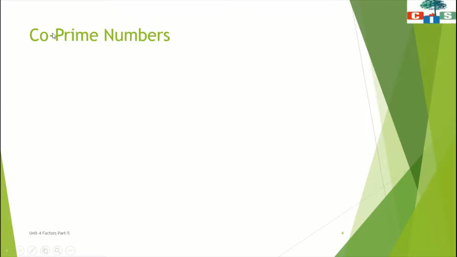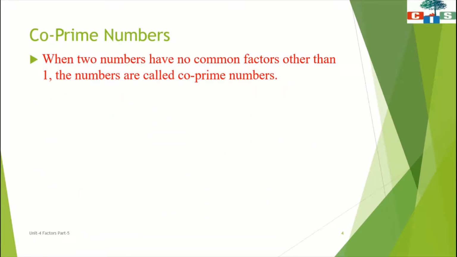So scholars, now we will learn a new definition of this chapter, that is coprime numbers. First of all, we will see the definition of coprime numbers and then we will see one example related to it. When two numbers have no common factors other than 1, then such numbers are called coprime numbers.